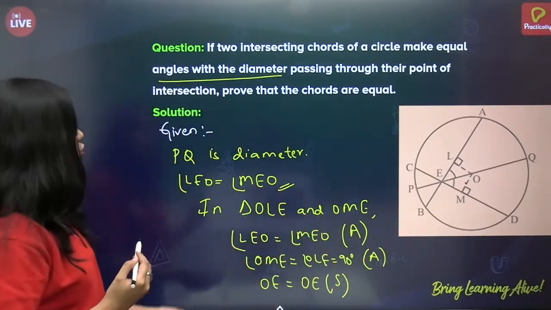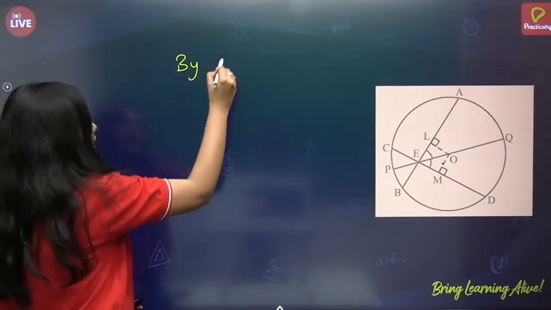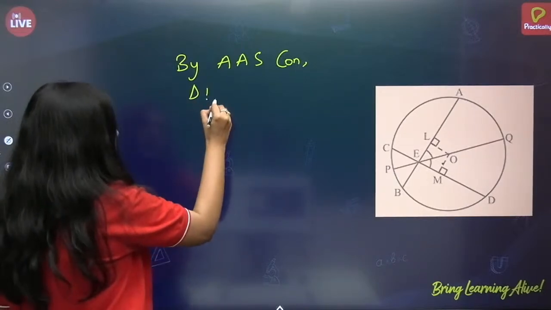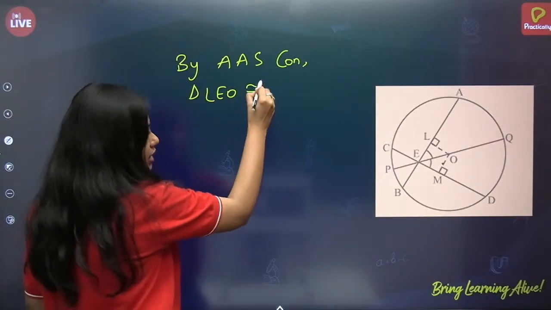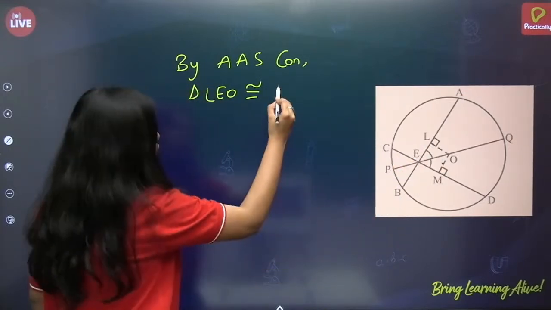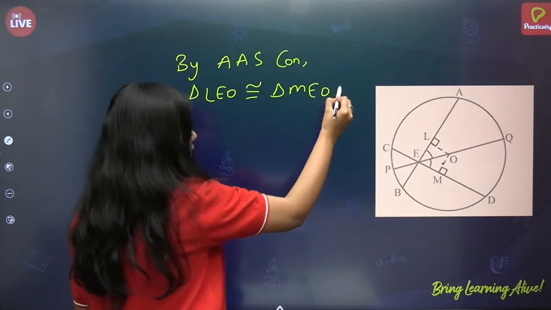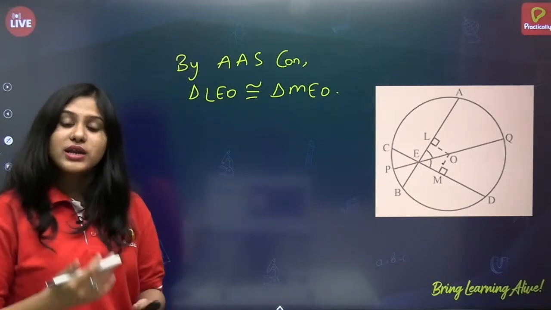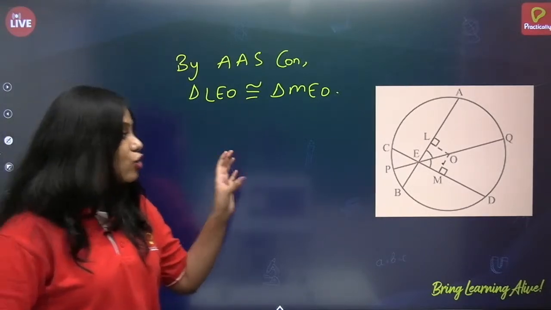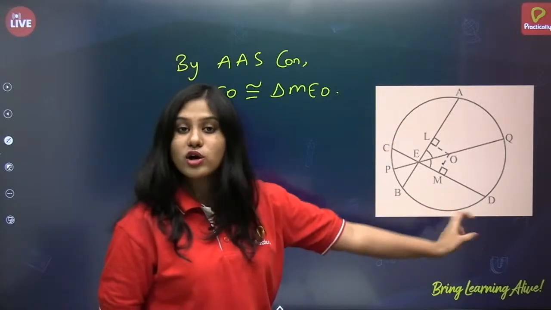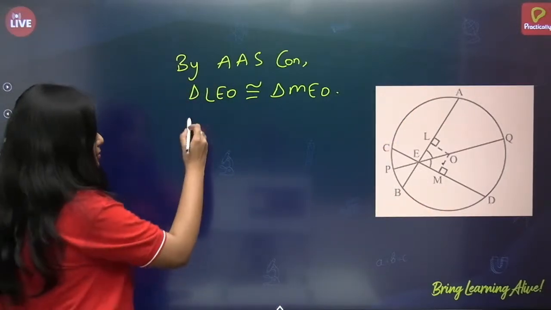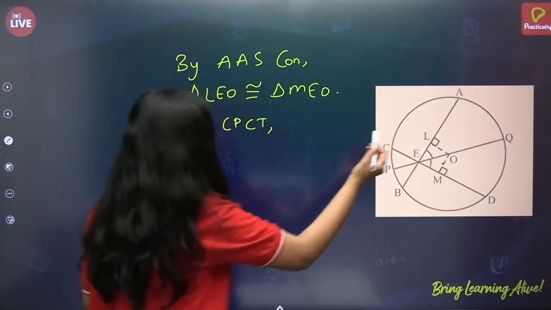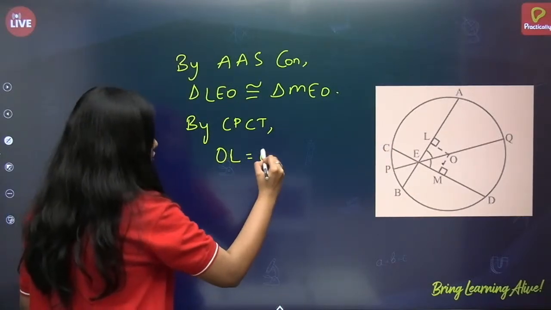Let me just go to the next slide. By AAS congruency, what can we write? Triangle LEO is congruent to triangle MEO, right? So we have proved that these two triangles are congruent. But what do we actually have to prove? We have to prove that chord AB is equal to chord CD, correct? Let us move to the next step. So by CPCT, I know that OM is equal to OL, or OL is equal to OM.